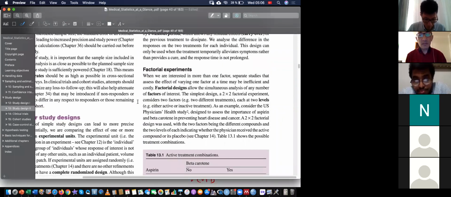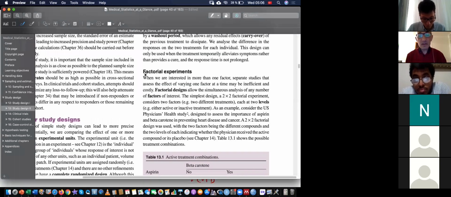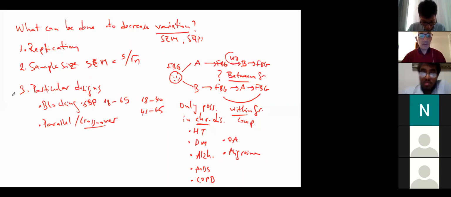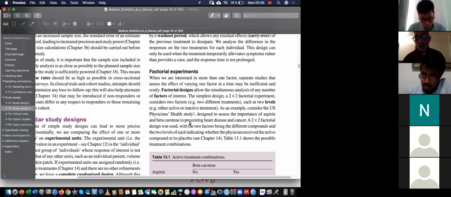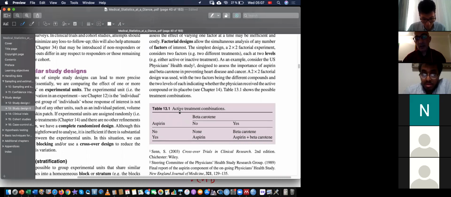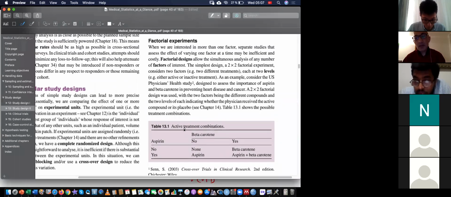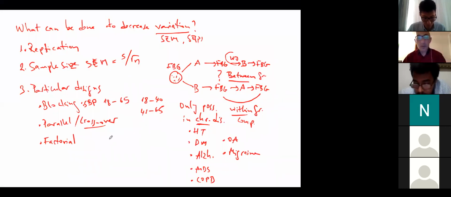The other particular study design is the factorial experiments. The other particular design is factorial experiments. In the book, the authors mentioned aspirin and beta carotene in treating heart conditions for heart patients. We may give another example, two examples will make it easier for you to understand.